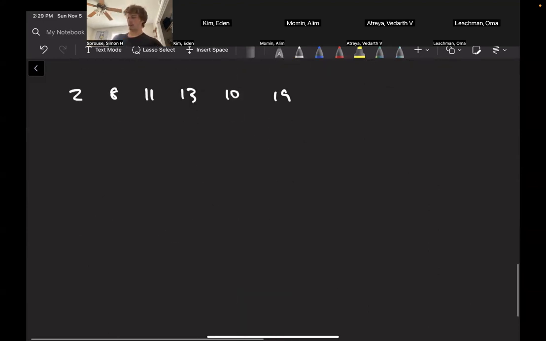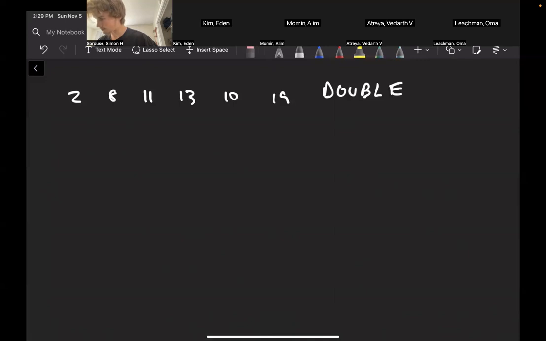So the last thing we're going to look at today is double hashing. This kind of addresses some of the issues that I brought up previously. So we've got double hashing.